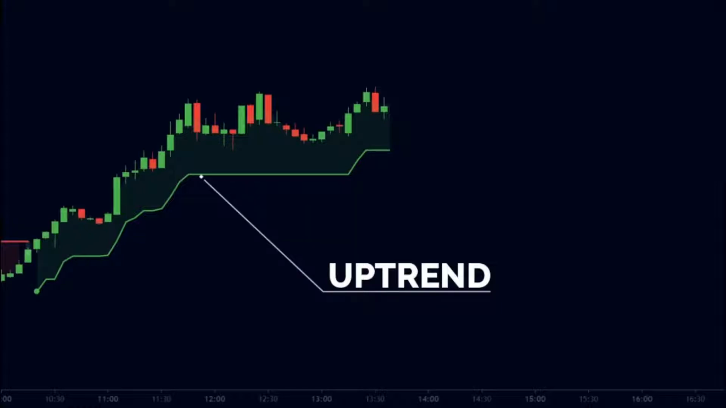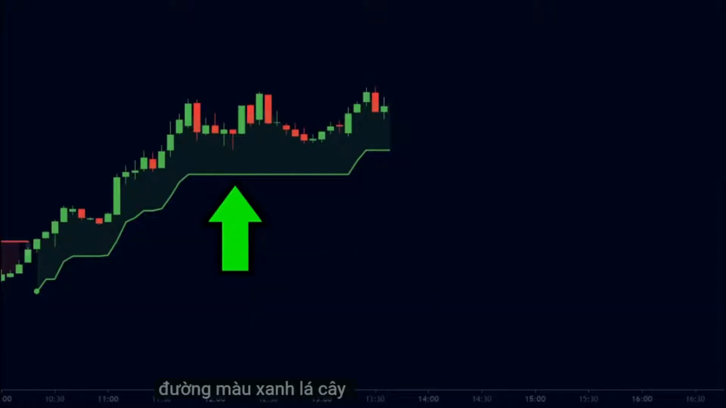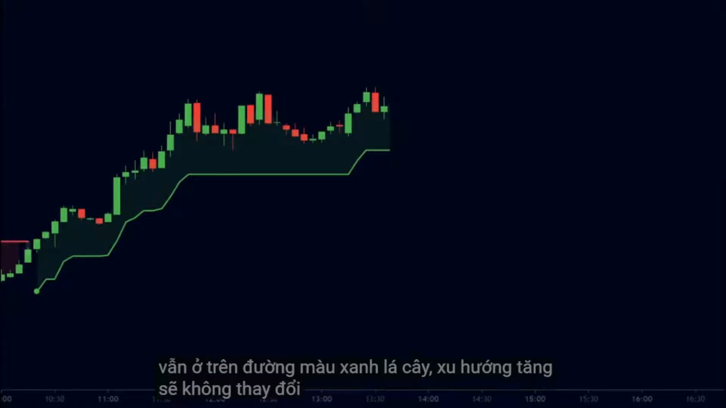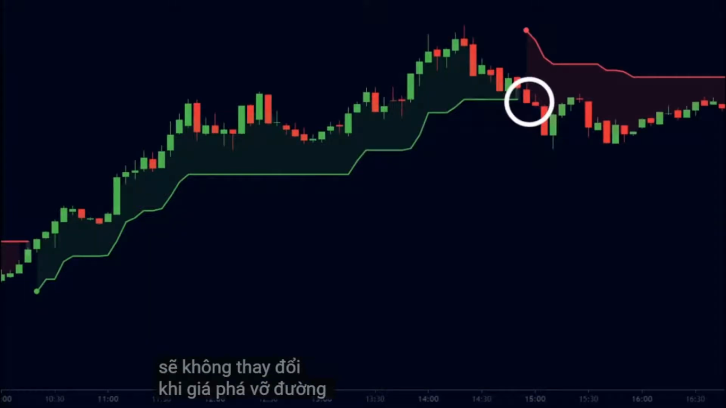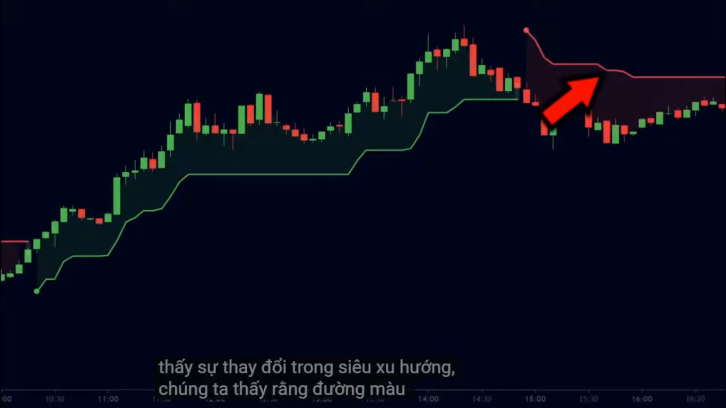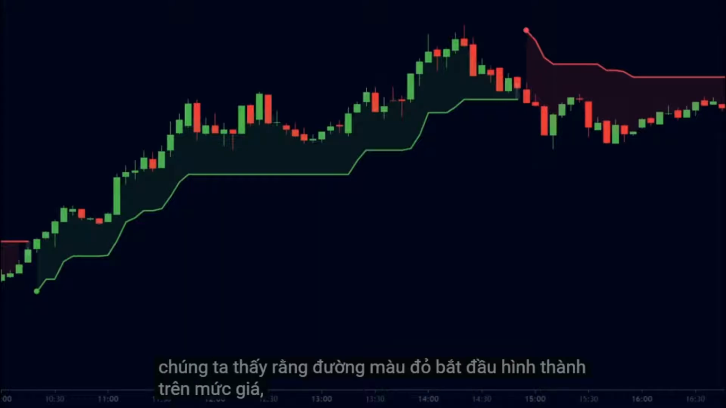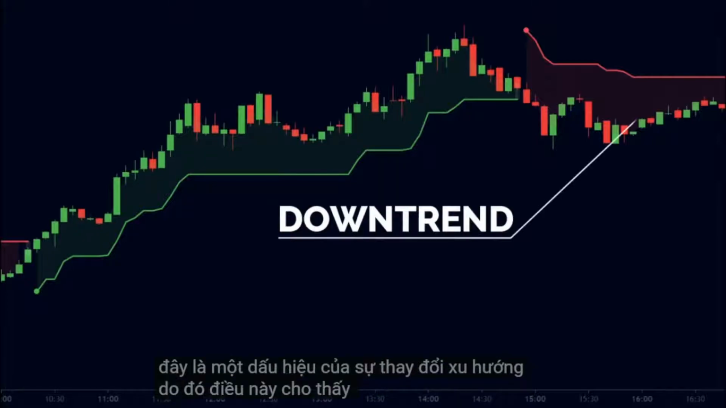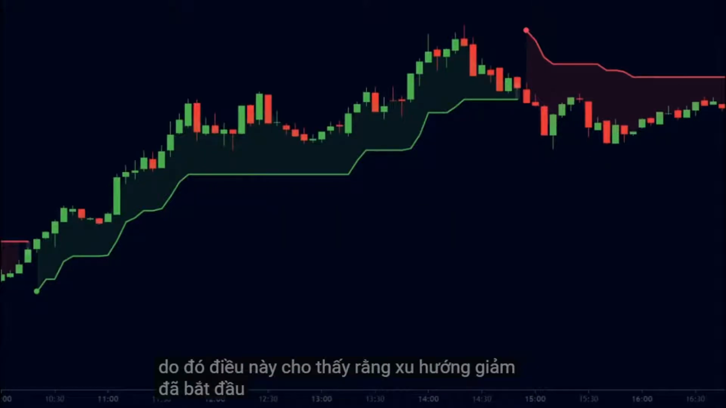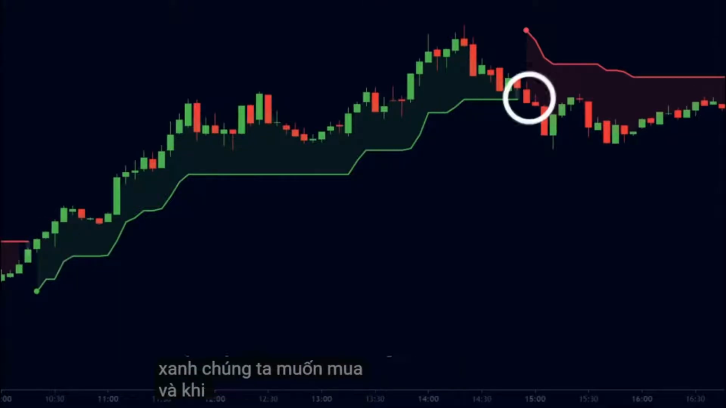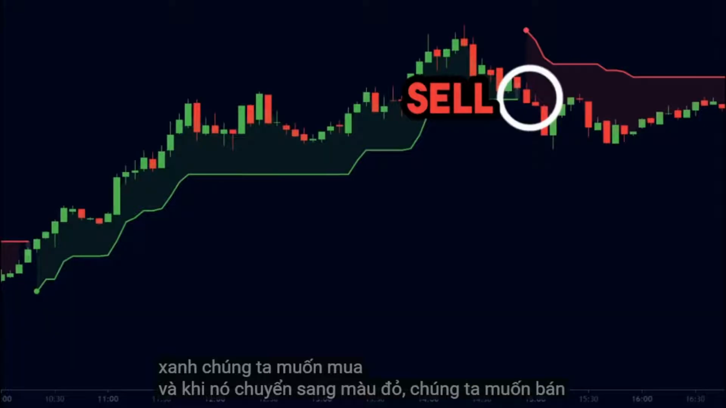Here we see that the price is in an uptrend. Now this green line is the super trend line. This means that as long as the price stays above the green line, the uptrend will be intact. When the price breaks this green line, we see a change in the super trend. We see that a red line starts to form above the price. This is an indication of a trend change. Hence, this indicates that a downtrend has begun. In theory, when the super trend becomes green, we want to buy. And when it turns red, we want to sell.